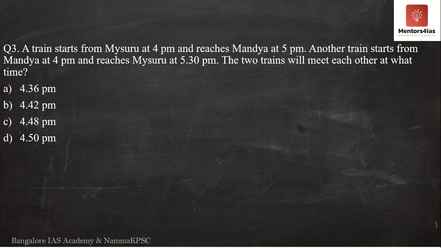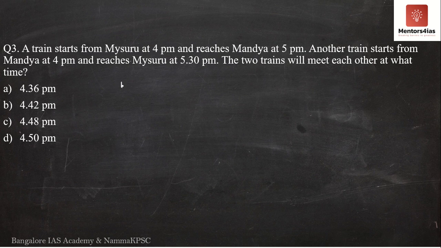Next question. Question 3. Now, question 3 says a train starts from Mysuru at 4 p.m. and reaches Mandya at 5 p.m. Another train starts from Mandya at 4 p.m. and reaches Mysuru at 5:30 p.m. So the two trains will meet each other at what time?